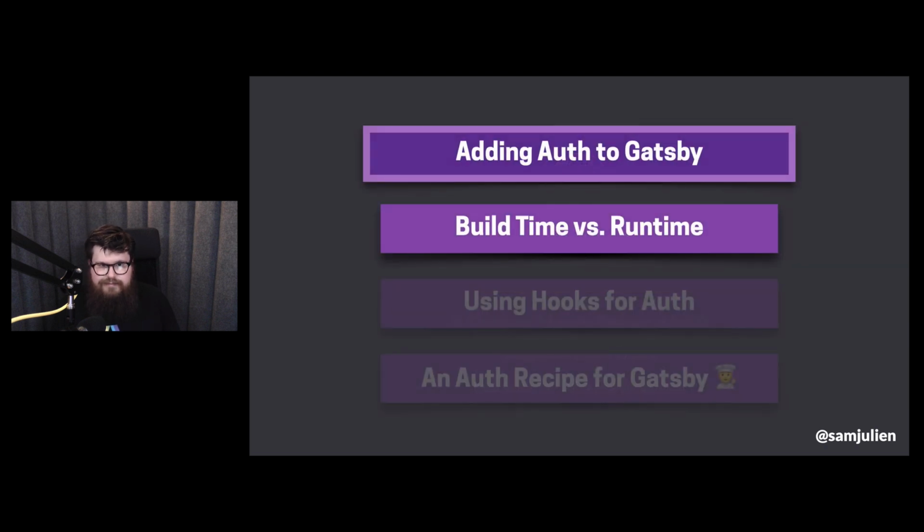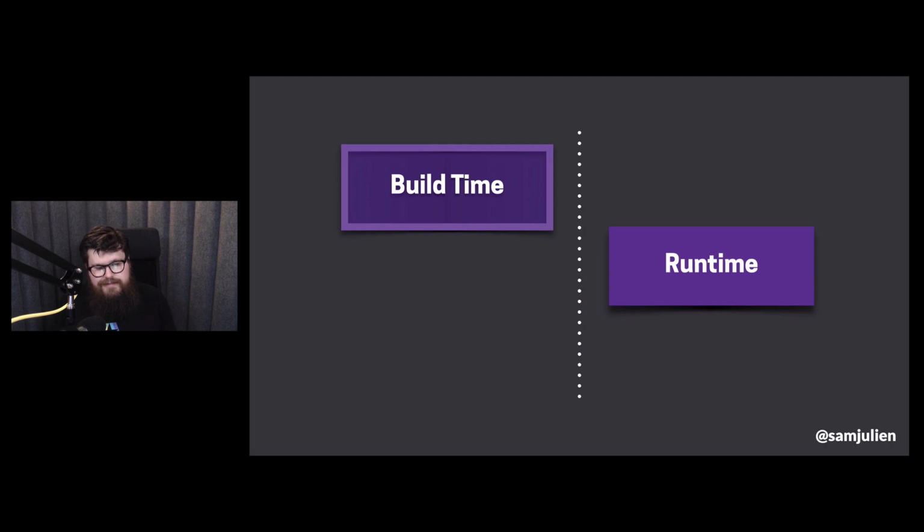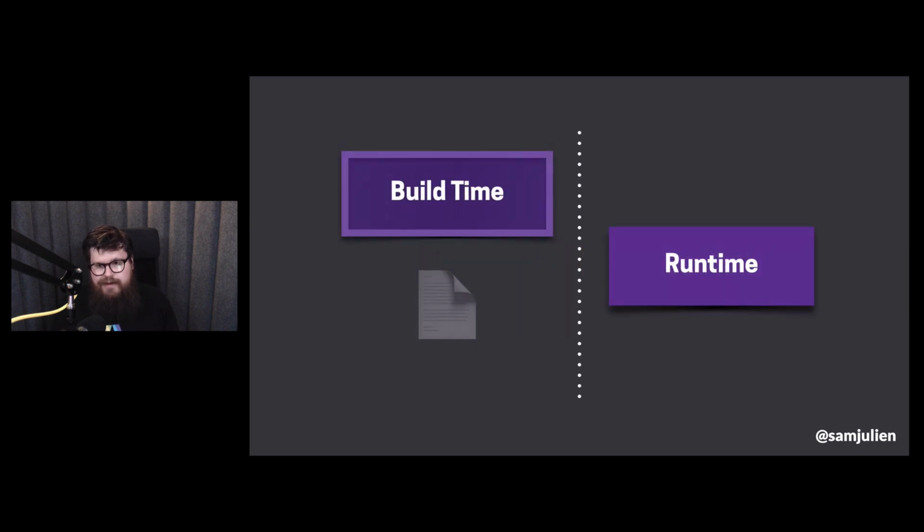So let's first talk about build time versus runtime in Gatsby. Gatsby makes this distinction between build time and runtime. In the build time side of things, we're talking about this process of using a server to compile the site into files that can then be delivered to a web browser later. Now, what's important to understand here is that in the build time, no browser APIs are available. This is important. This is going to come back later. So things like window or document are not going to be available at the build time.